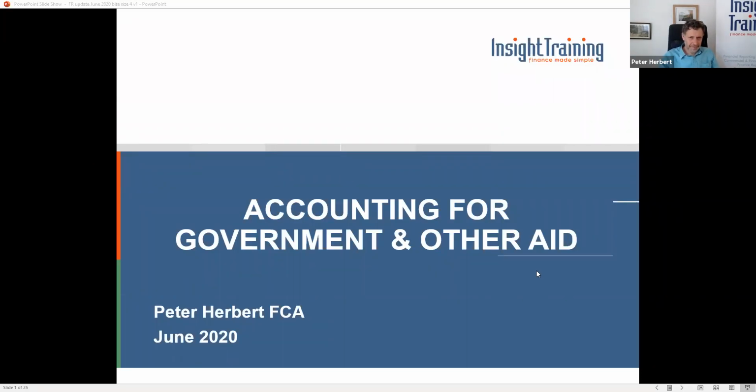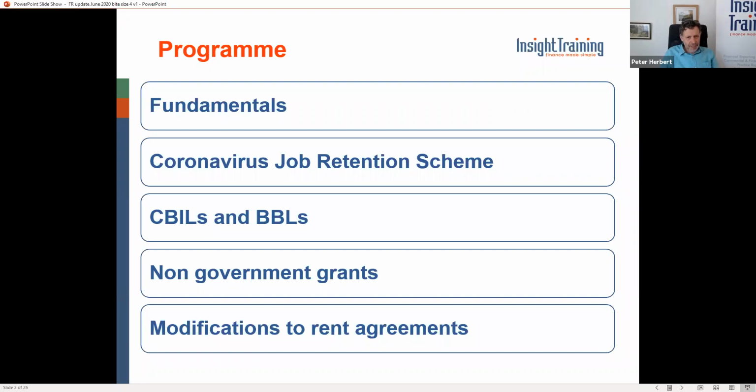Here's what we'll cover. We'll begin with the fundamentals. We'll talk about some of the accounting implications of the coronavirus job retention scheme. We'll then look at some of the accounting implications of the government-backed loan schemes. So CBILS, the coronavirus business interruption loan scheme, and BBLS, the bounce back loan scheme. We'll look at non-government grants and finish off with some accounting implications of modifications to rent agreements. Not a comprehensive list of all the sorts of aid available, but those that are creating most issues on courses at the current time.